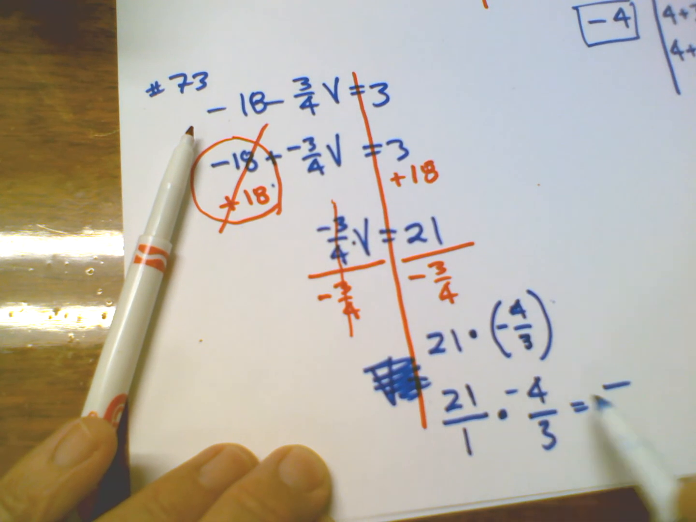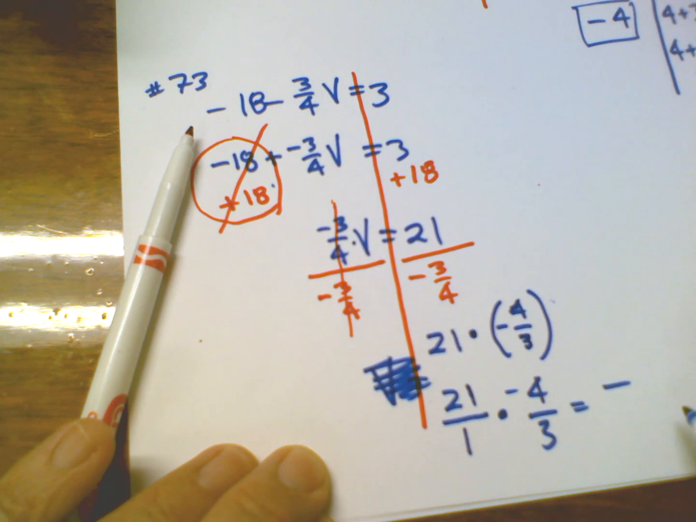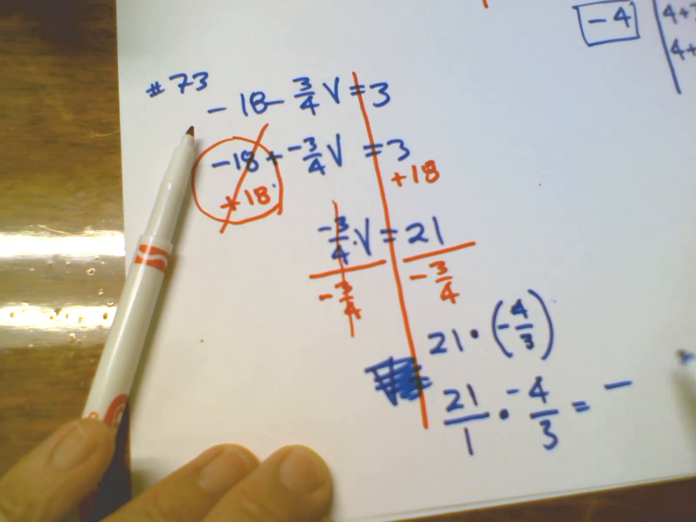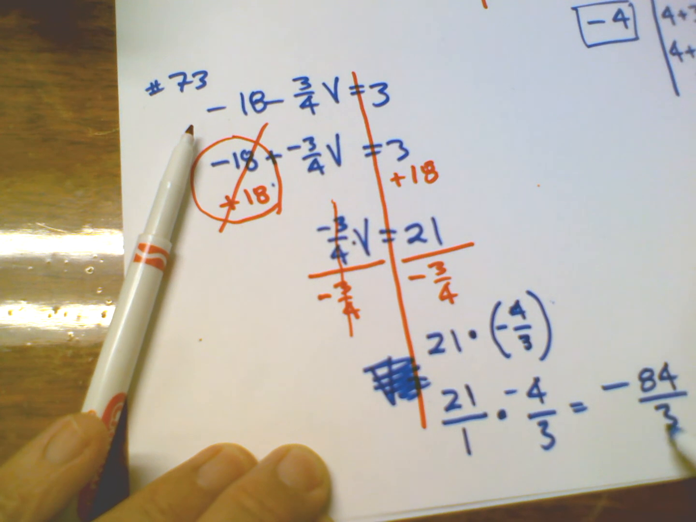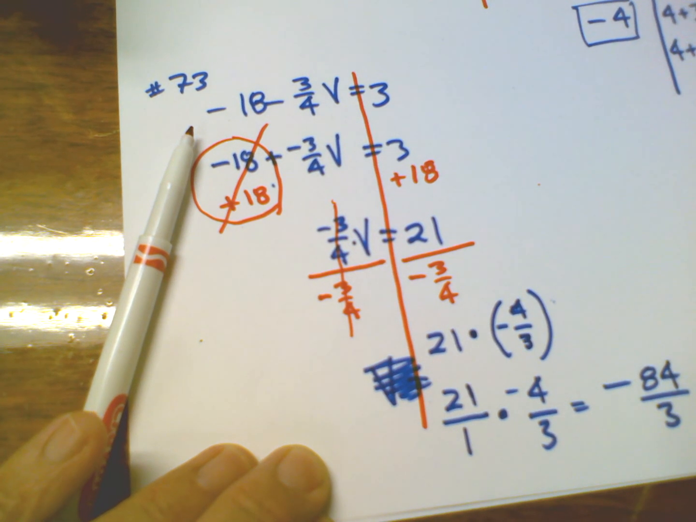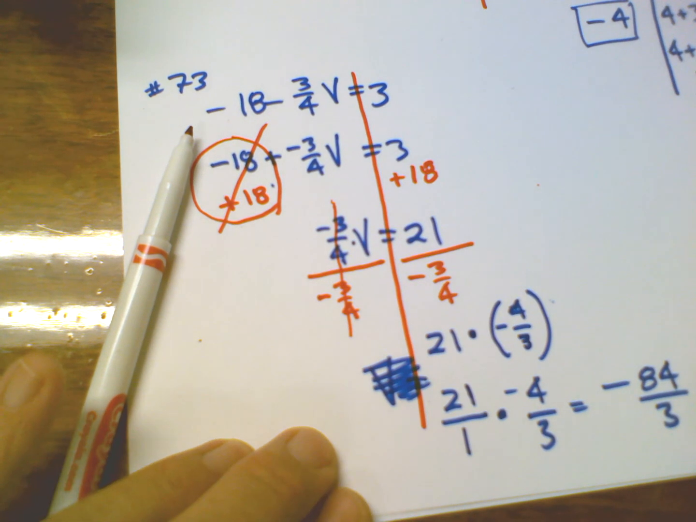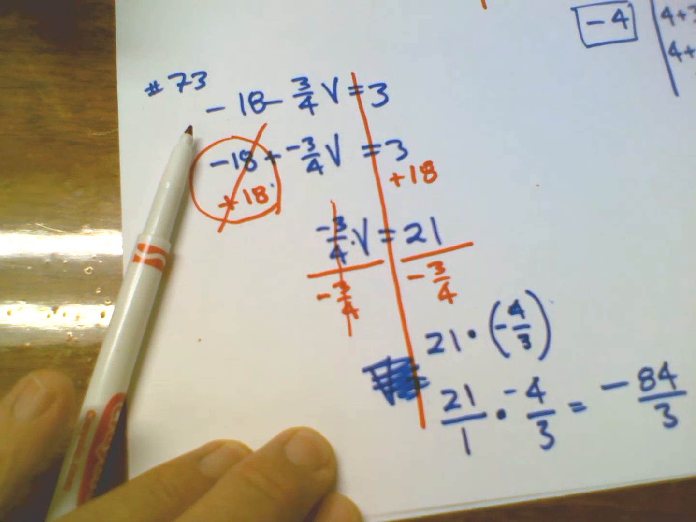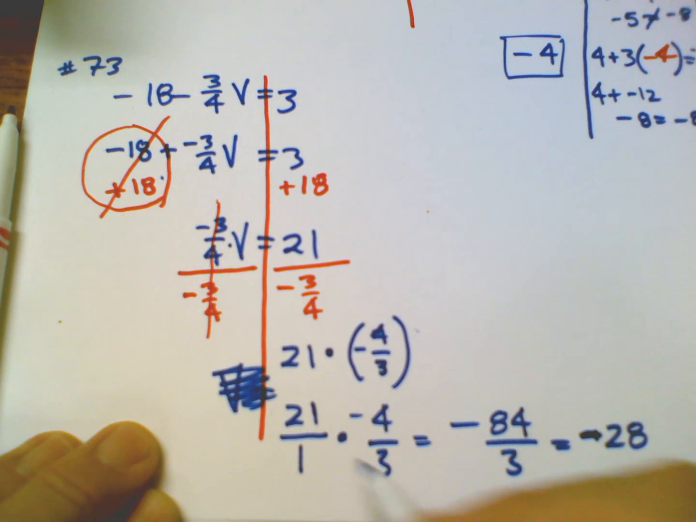Negative what? Well, this is where with multiplication, you can multiply straight across, then simplify, or you can cross reduce or cross simplify if you want. I just like to go ahead and multiply straight across. So I have a negative 84 divided by 3. And when I do that division, negative 84 divided by 3, I get negative 28. So there's my final answer.